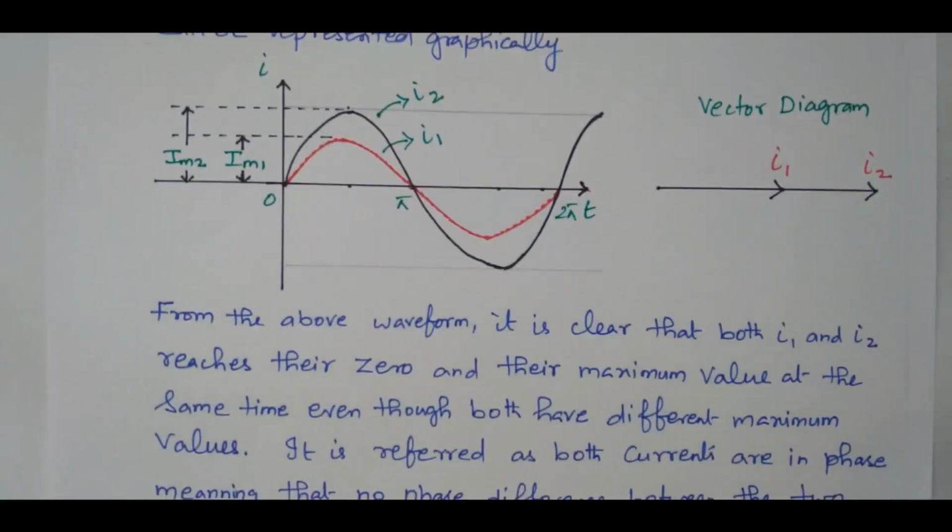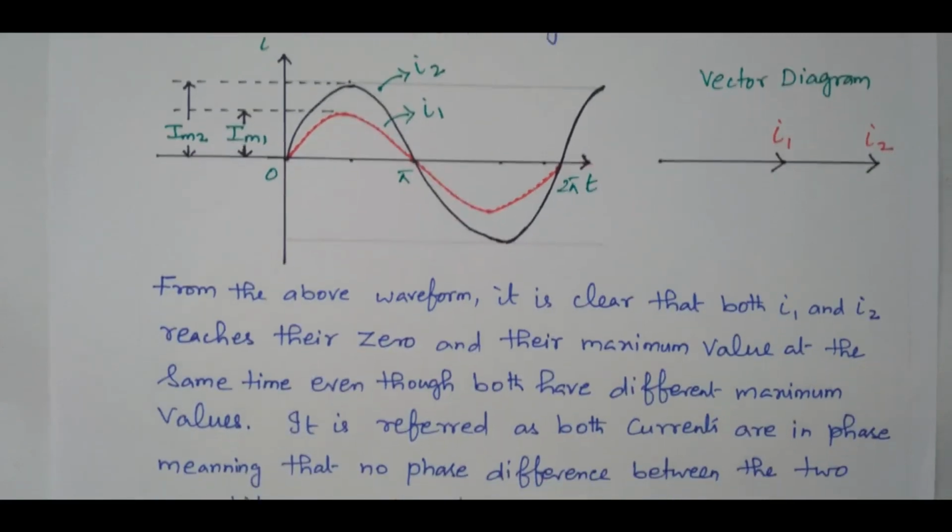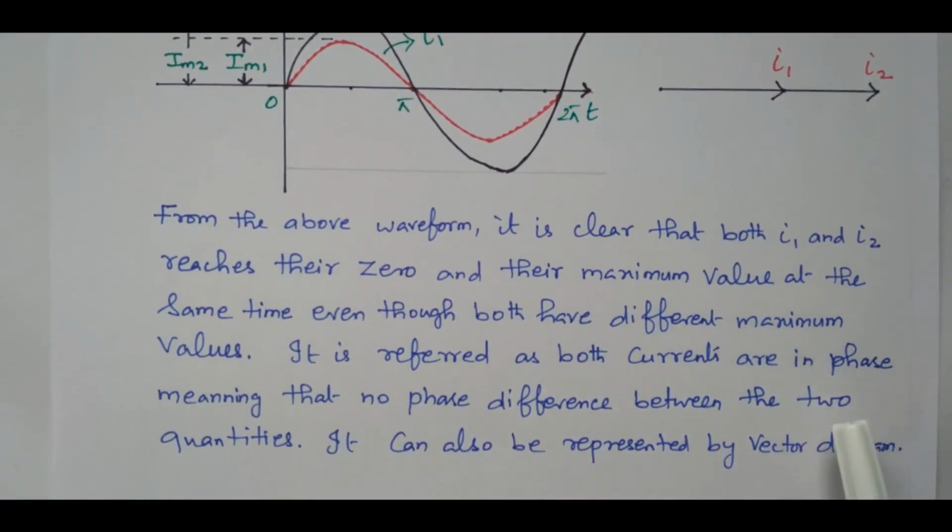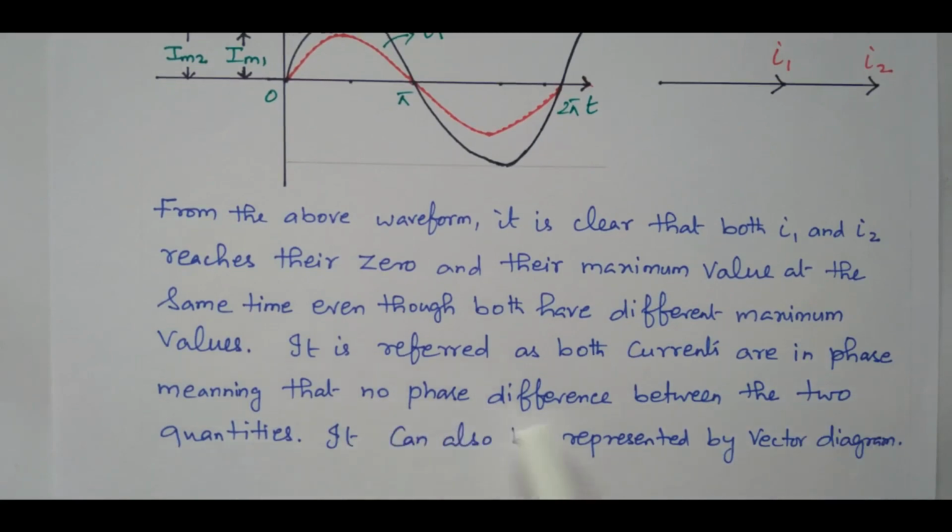From the above waveform it is clear that both I1 and I2 reach zero and their maximum values at the same time, even though they have different maximum values. So it is also said that both currents are in phase, meaning there is no phase difference between the two quantities. This is also represented by the vector diagram, with no phase angle between them.